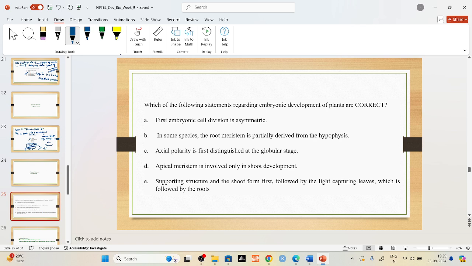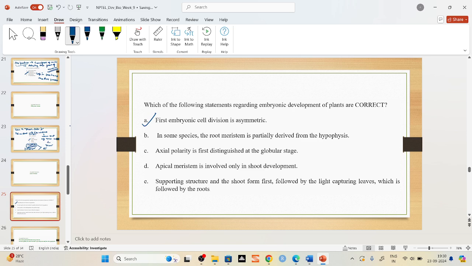Okay. Now let us see. One by one we'll try to understand each line, and we'll try to find out whether these are correct statements or not. So the first statement is first embryonic cell division is asymmetric. Is this a correct statement or not? This is a correct statement. The first division of a zygote is typically asymmetric, which leads to different sizes and fates for the daughter cells.